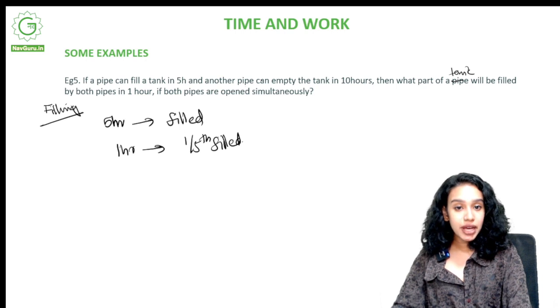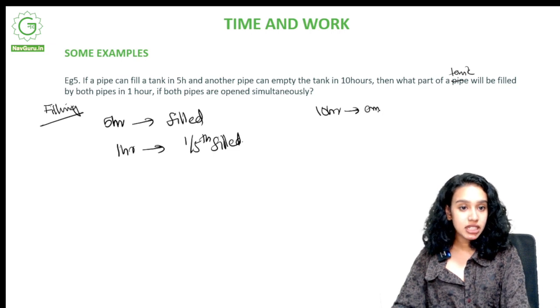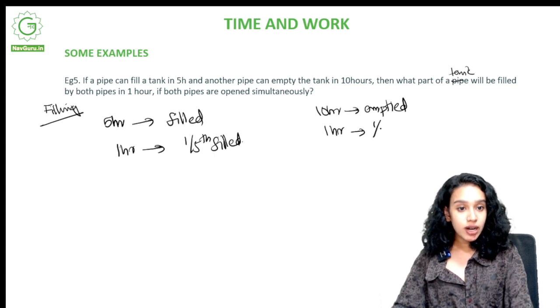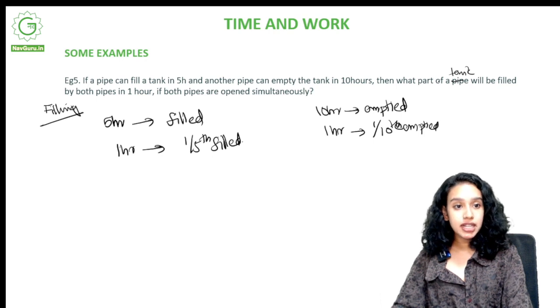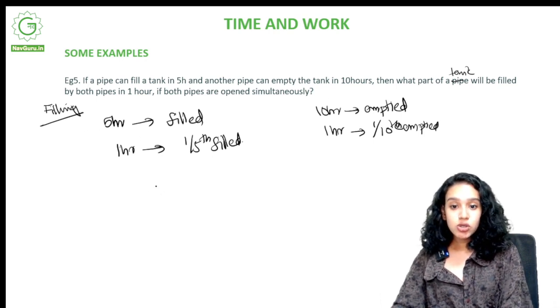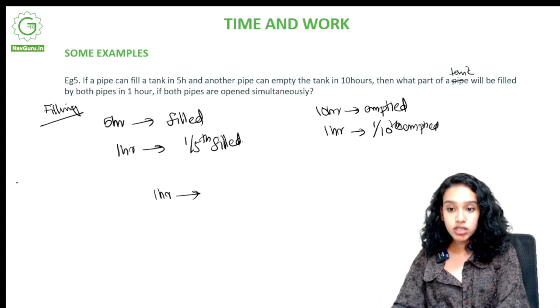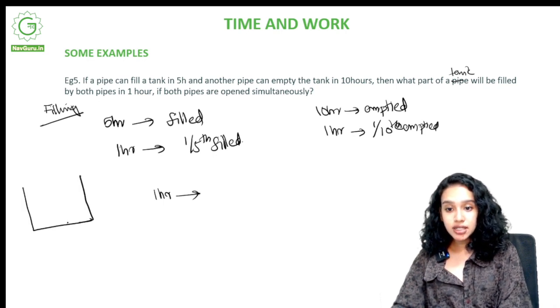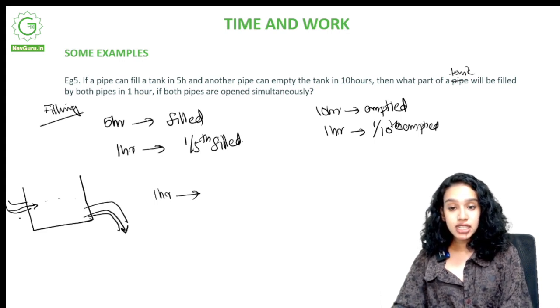And another pipe empties the tank in 10 hours, right? So in 10 hours, it is emptied by another pipe. And in 1 hour, how much is emptied? 1/10th is emptied. So what part of the tank would be filled by both the pipes in 1 hour? So in 1 hour, how much amount of water would be remaining in the tank? So this is the case here where we have a tank, okay? So we have a pipe which is filling water in here and we have a pipe which is taking the water outside.